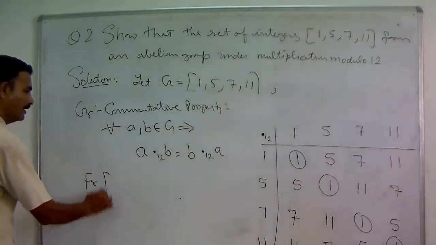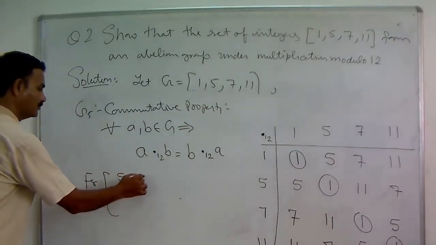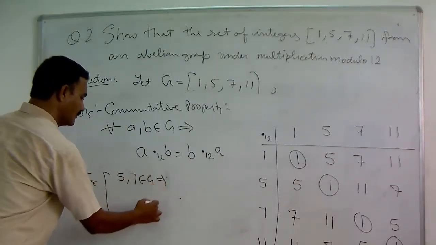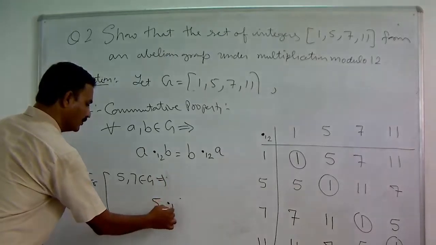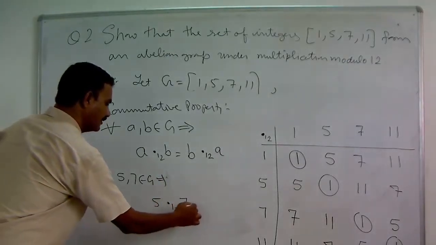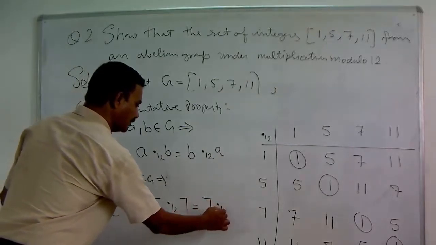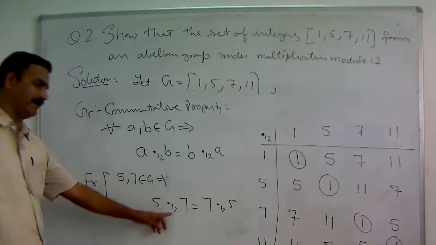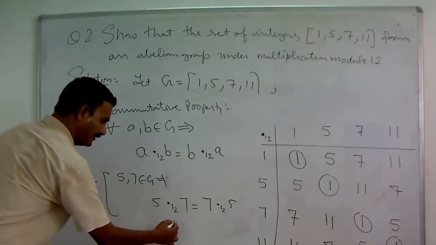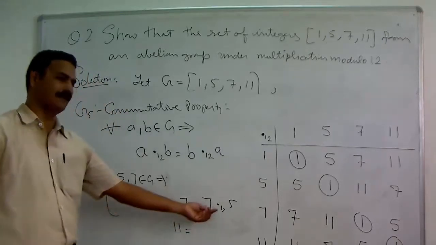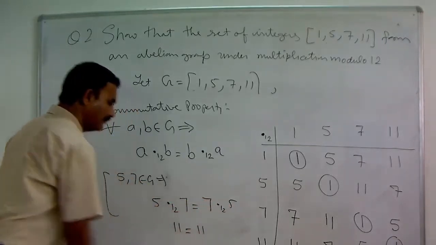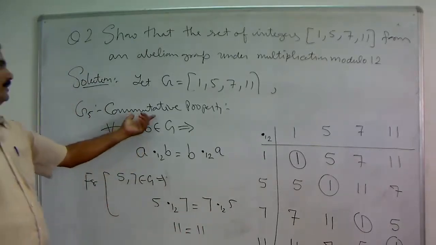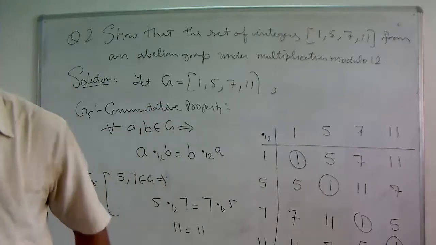Let's consider an example like 5 and 7, which are two members of G. Then 5 multiplication modulo 12 7, and 7 multiplication modulo 12 5. When we simplify this, 5 times 7 is 35, and 35 when divided by 12 gives us the remainder 11. On the other side again, 7 times 5 is 35, so it gives us 11. So your left hand side is equal to the right hand side. This shows every element of G has the commutative property.